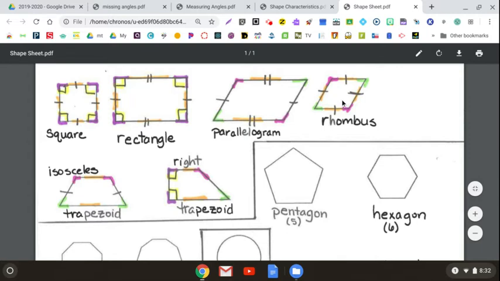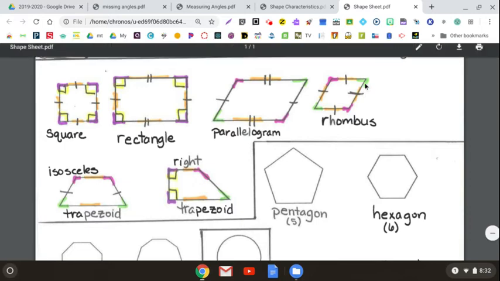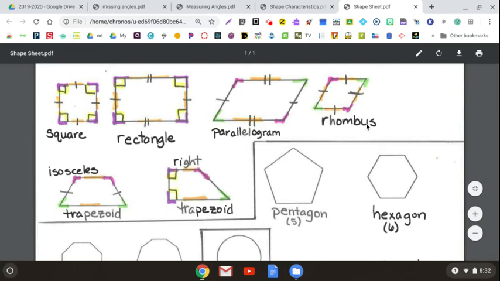Next is the rhombus. This one is like the square, except again, instead of having the 90-degree angles, we have 2 acute and 2 obtuse angles. All of the sides are equal to each other, and opposite sides are parallel.